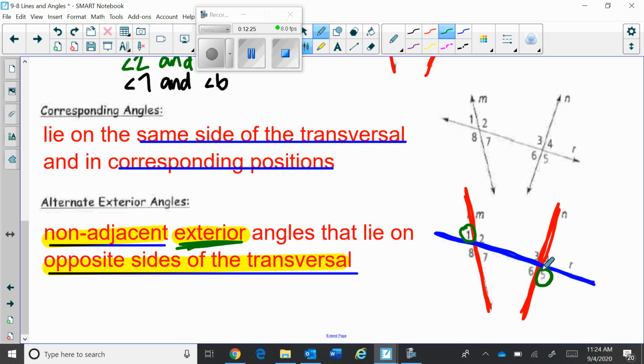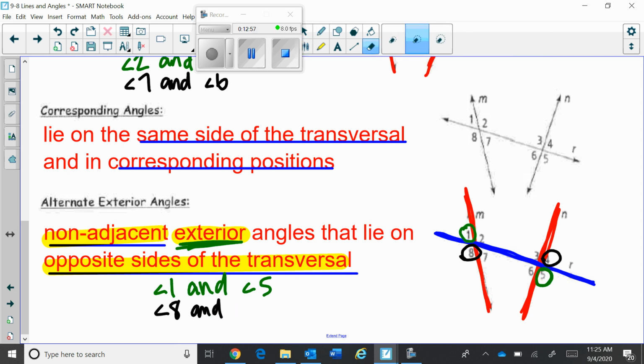So 1 and 5, think of alternate exterior angles as being as far away from each other as possible. They're across the diagonal from each other. They're both outside our lines, and they are both on opposite sides of our transversal. So angle 1 and angle 5 would be one pair. And then our other pair would be angle 8 and angle 4. Let me write that more clearly.